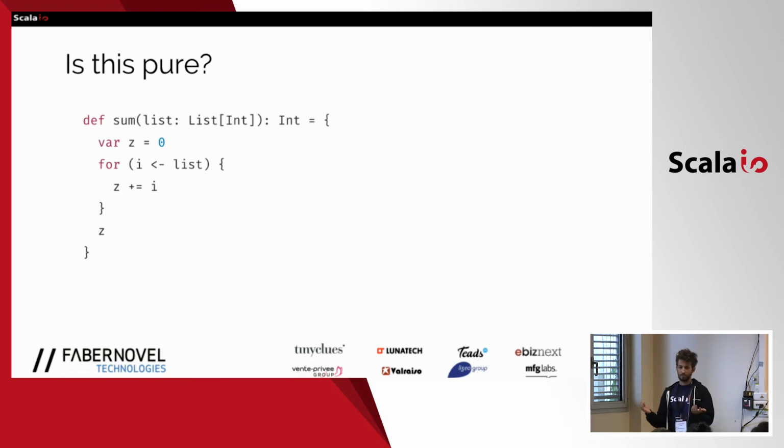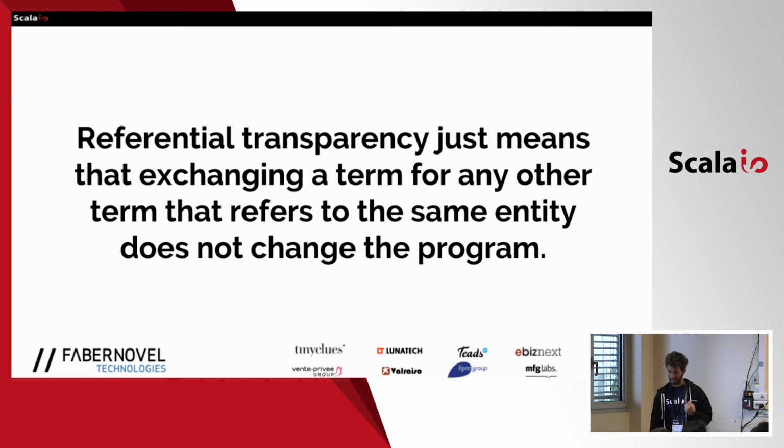And to see that, I'm going to give you the definition you've been waiting for. And that is that referential transparency just means that exchanging a term for any other term that refers to the exact same entity does not change the program in any way. Well, this sounds super complex, but I'm just going to show you an example. And if you've been to Daniel's talk, he had a very similar example, and I didn't steal it, I swear.